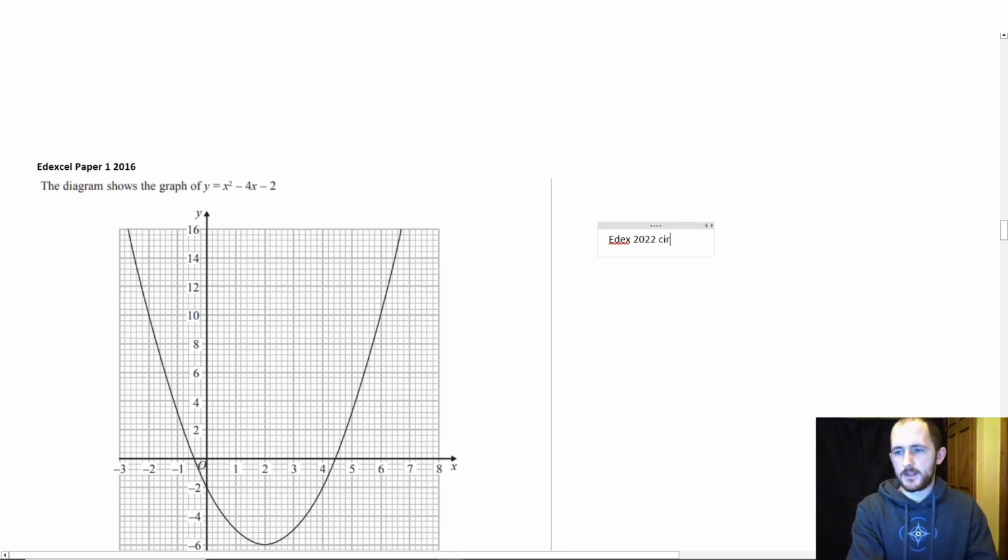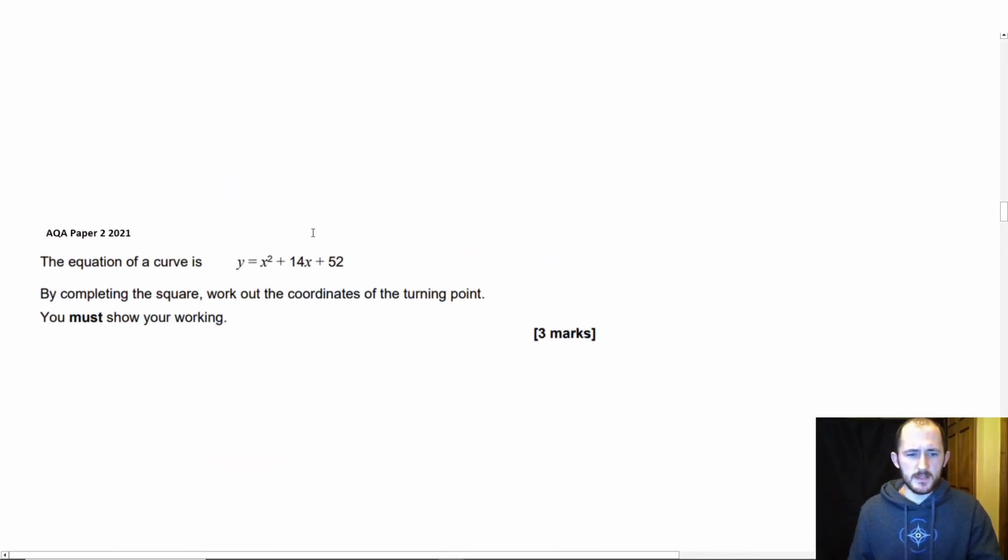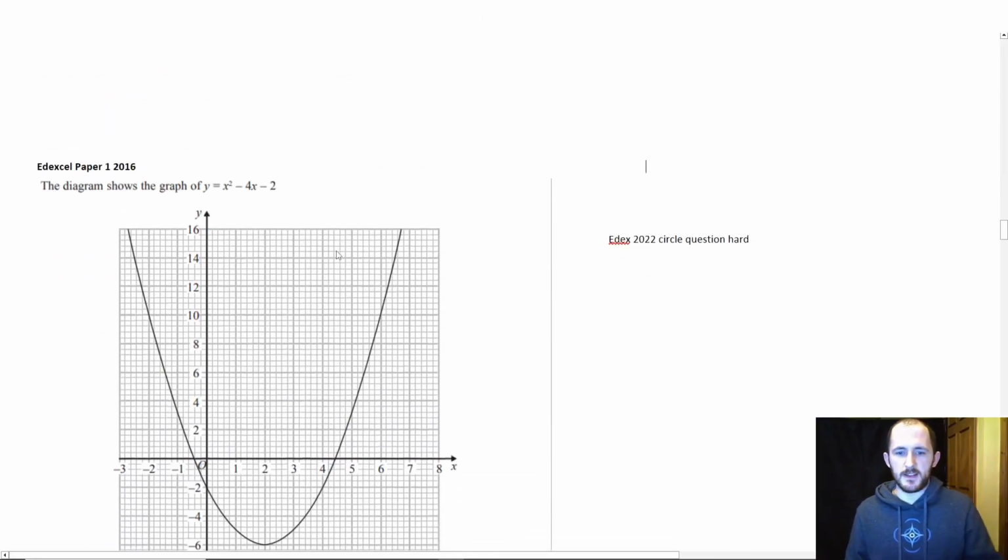Oh, okay. Circle question, hard. Can we do that maybe next week? Because we're going to go back to doing the hard questions. We definitely won't have time today, because we haven't got much more time. So this one was the turning points. We did this at the beginning of the lesson, so I'm going to skip it for now because we only have like 6 minutes left.